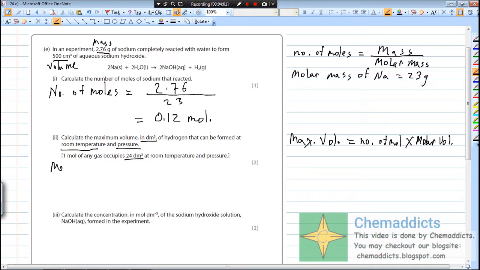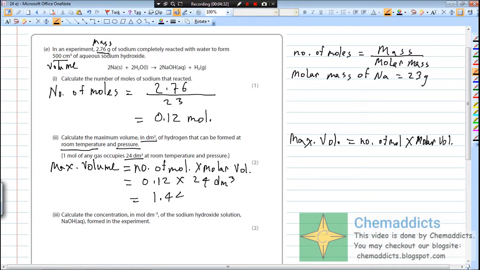So maximum volume is equivalent to, let us write this once again, number of moles multiplied by molar volume. Here the number of moles is 0.12 mole and the molar volume is 24 dm cube. As simple as that. If we calculate, we will get 1.44 dm cube. Therefore the maximum volume for this is 1.44 dm cube.